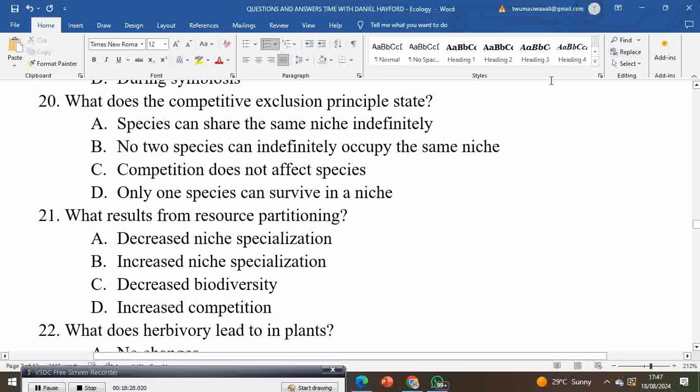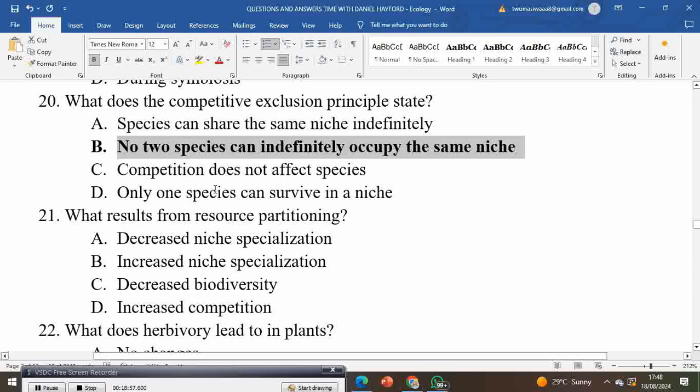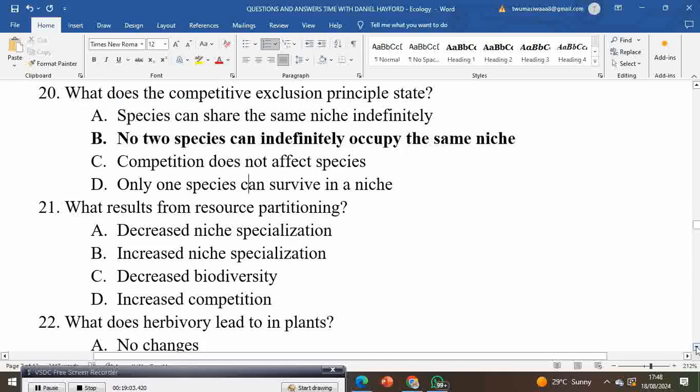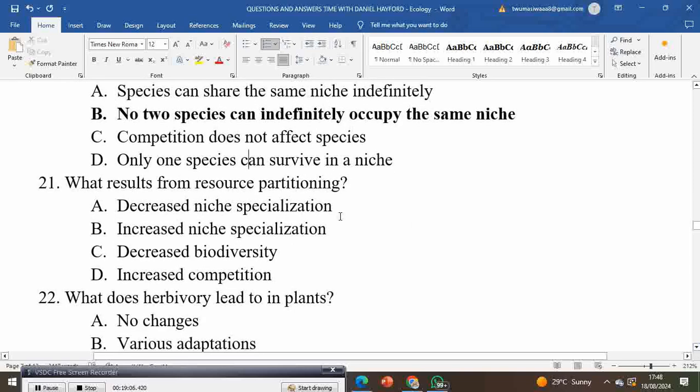Now, question number 20. What does the competitive exclusion principle state? Now the options are that species can share the same niche indefinitely; no two species can indefinitely occupy the same niche; competition does not affect species; and only one species can survive in a niche. So which one is your best shot for question 20? Your best shot should be B. If you did not choose B, it means you had it wrong, and so you have to do your correction. You have to look into your learning again.